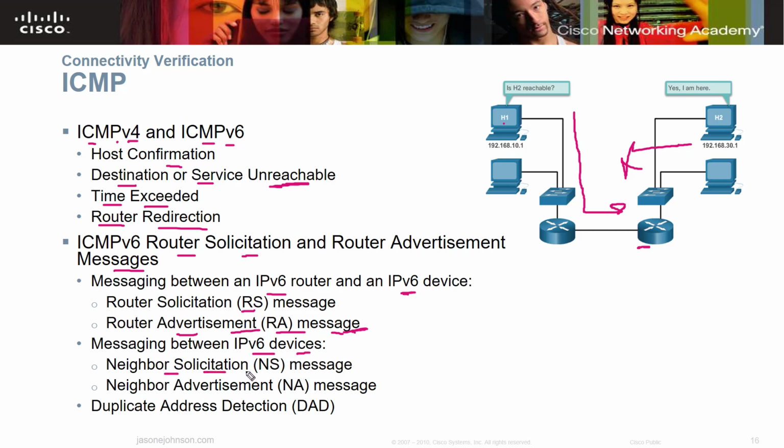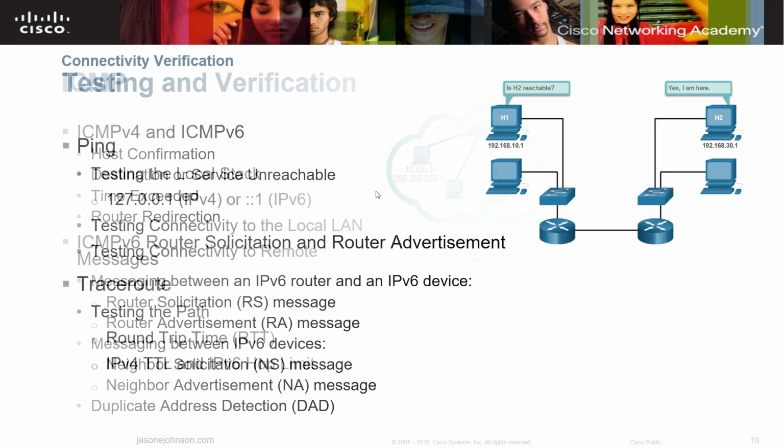You have neighbor solicitation and neighbor advertisement, and that happens between these routers. So routers will say, okay, hey, I see you as a router over here, but what's your v6 information? I need to get that information from you. And then it will also have duplicate address detection, saying, hey, wait a minute, I'm already seeing this v6 address in my area. What's going on with this? And you'll get those errors, and you'll have to go in and fix that.